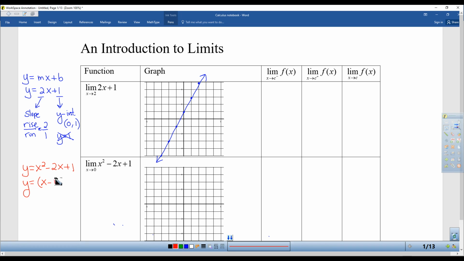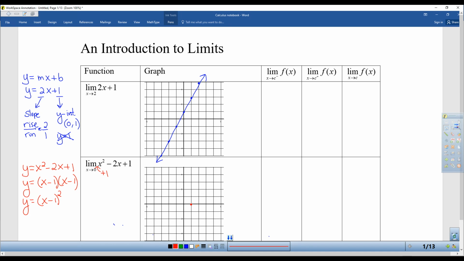Factoring always produces the x-intercepts. Now, in this case, there's only one x-intercept, which you may remember that when a factor is repeated, it means it bounces. So I know that the x-intercept is 1, and I know that it's going to bounce at 1. It's an upward parabola because a is a positive number, which is positive 1.